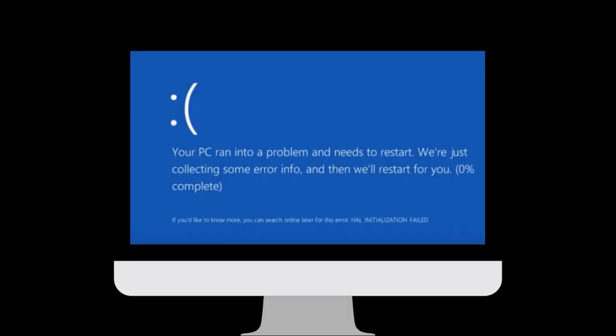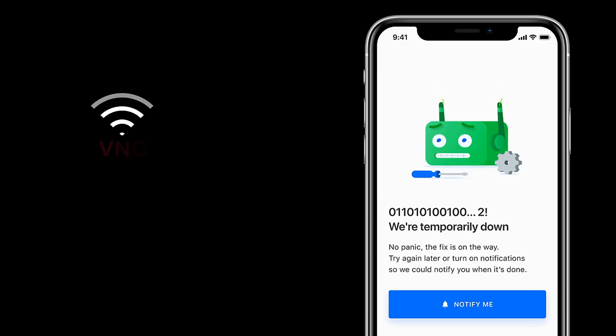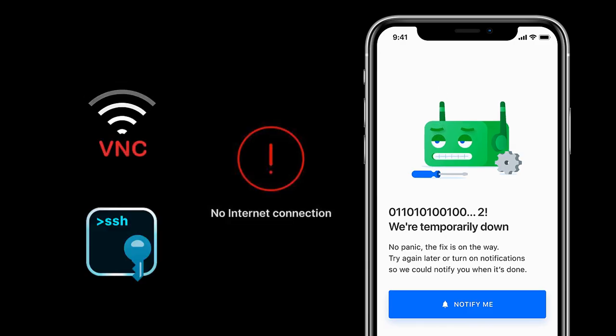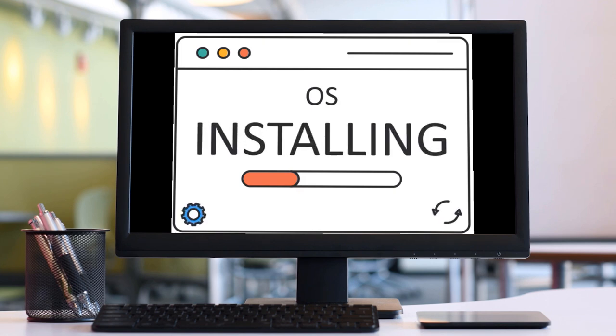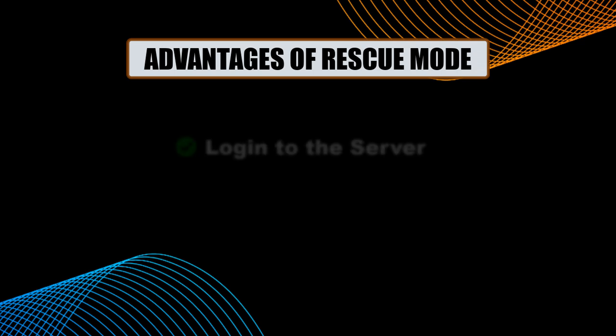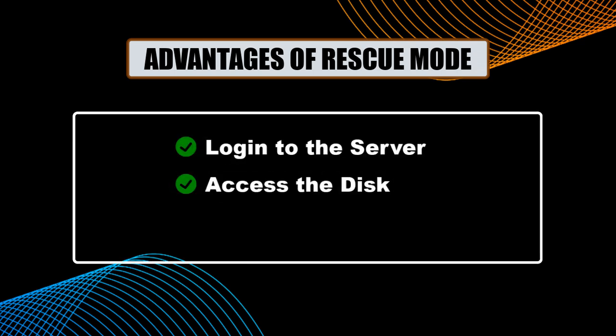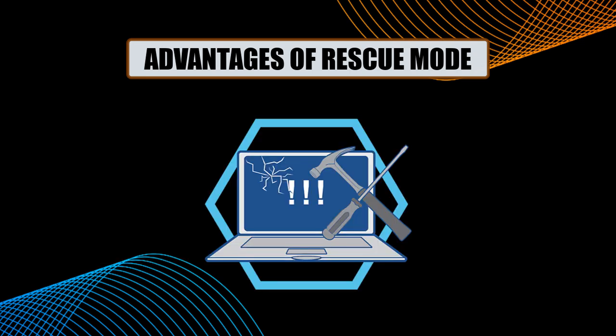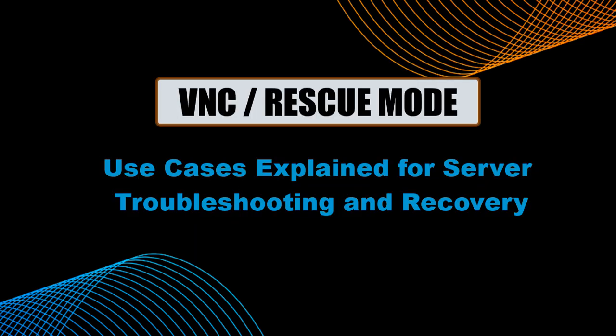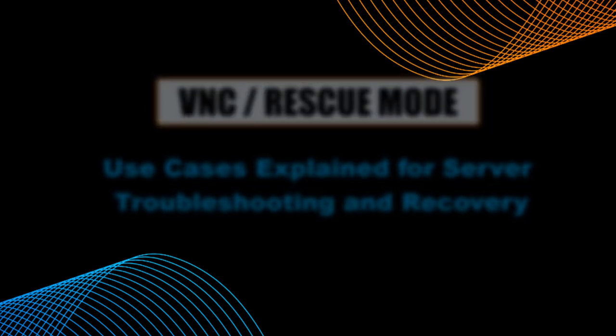About the rescue mode, let's say the OS got crashed, then it is not possible to access via VNC or SSH. In this case, we will install a temporary OS, which is called rescue, and in that you can log into the server, get access to the disk, and take your website or data backup very easily with this method. And if there are some minor issues in the OS, you can fix them. So these are the goals of VNC and rescue mode.